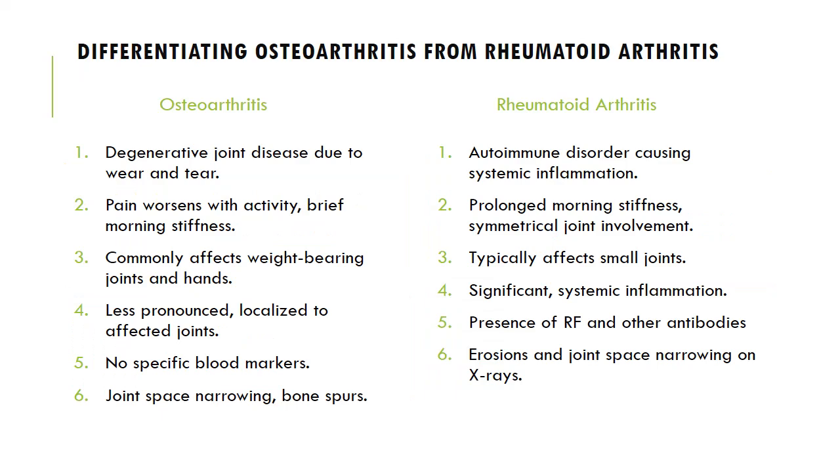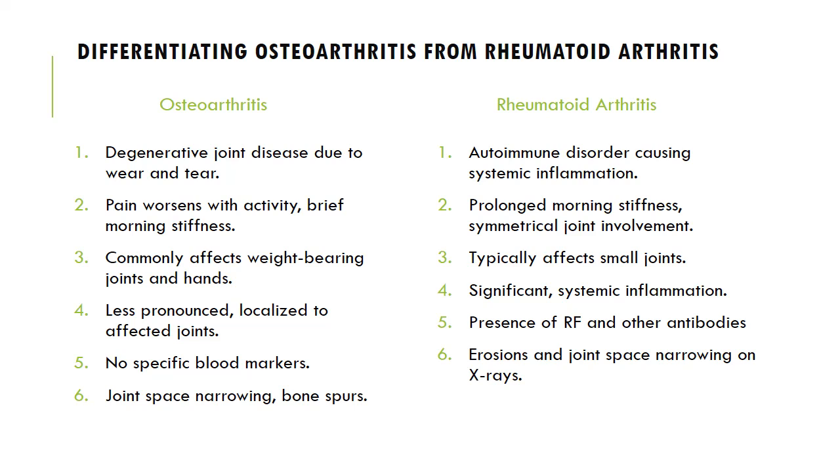Differentiating osteoarthritis from rheumatoid arthritis is very important as the symptoms of these two conditions are very similar. Key differences are: OA is a degenerative joint disease due to wear and tear, whereas RA is an autoimmune disorder causing systemic inflammation. In OA, pain worsens with activity with brief morning stiffness, whereas in RA, there is prolonged morning stiffness lasting more than 30 minutes and there is symmetrical joint involvement.